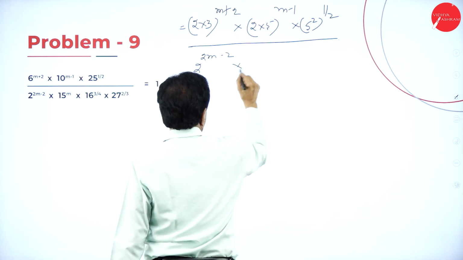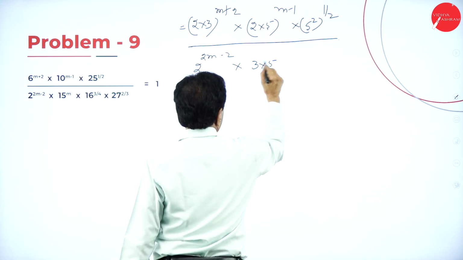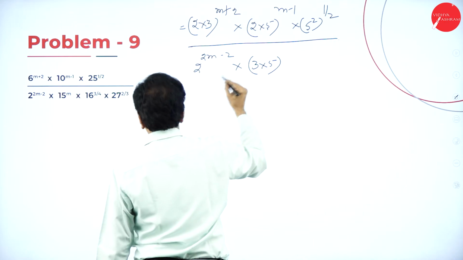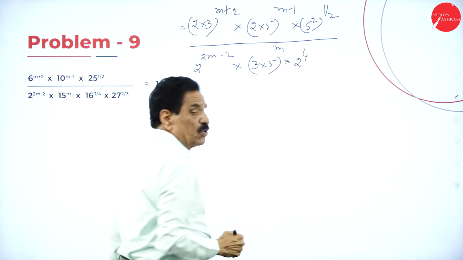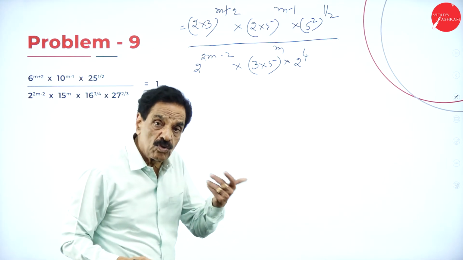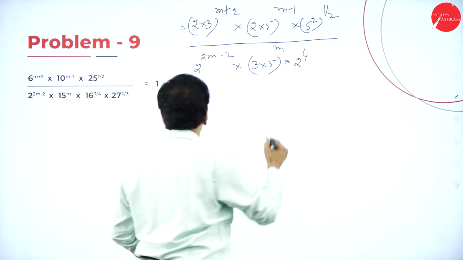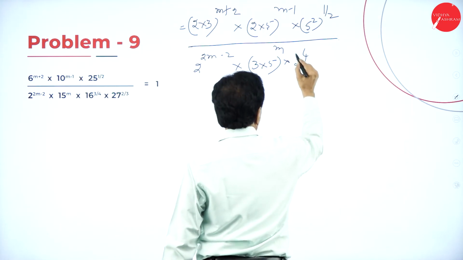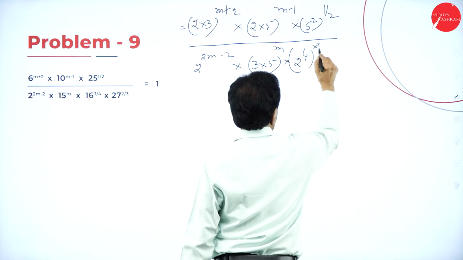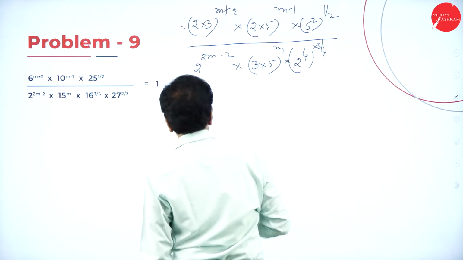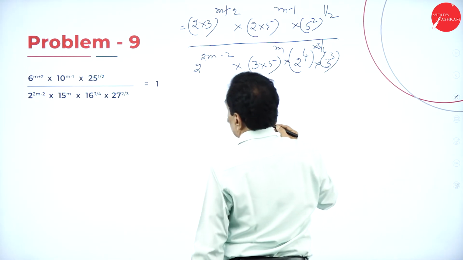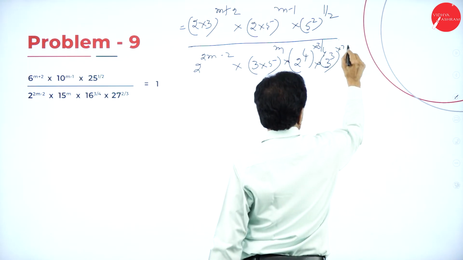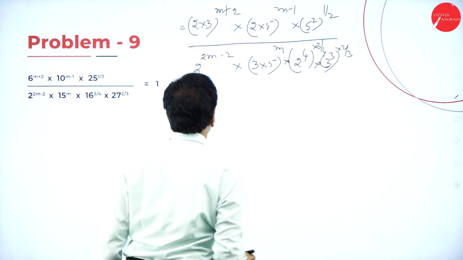This is 3 into 5 to the power of m. This is 2 to the power of 4: 2 2s are 4, 4 2s are 8, 8 2s are 16, 2 to the power of 4 to the power of 3 by 4. This is 3 cube to the power of 2 by 3. Simplify.